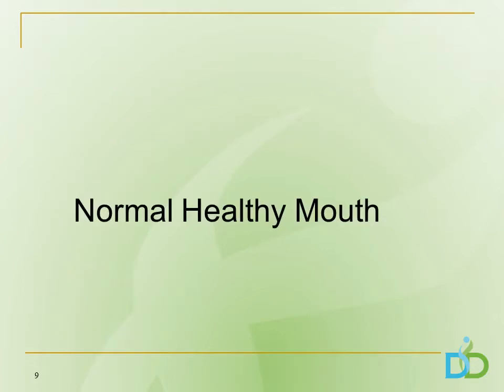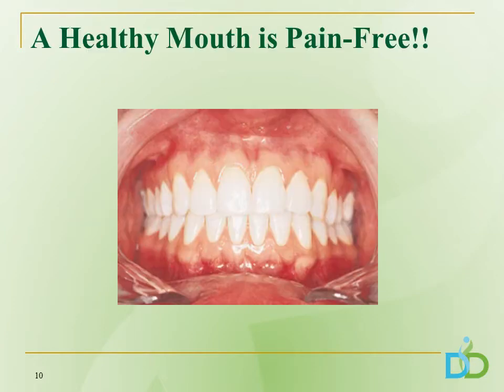Now let's talk about the characteristics of a normal appearing healthy mouth. This is our goal, a healthy mouth which is free of pain. The gums, or the gingival tissue, are pink. The gums don't bleed when the teeth are brushed. There are no dark spots on the teeth, which are cavities, or maybe cavities, or broken teeth. The mouth simply looks healthy.